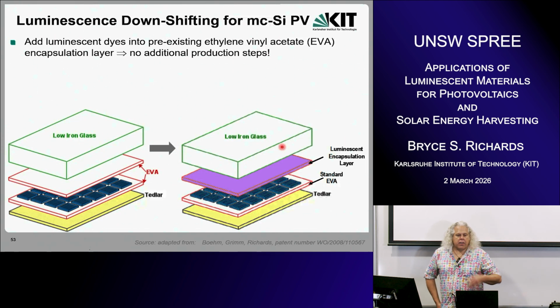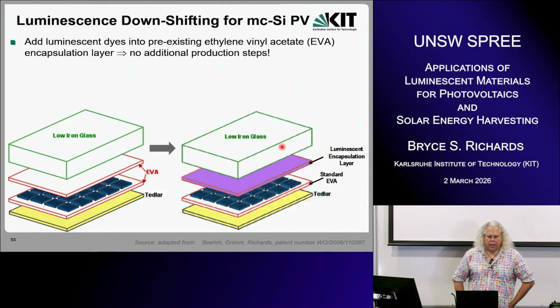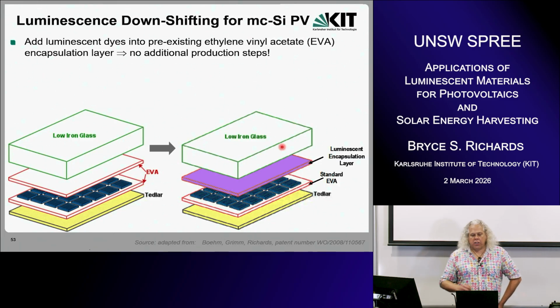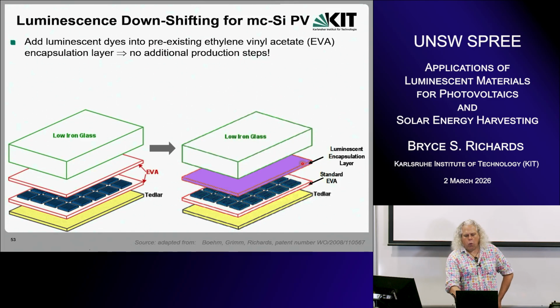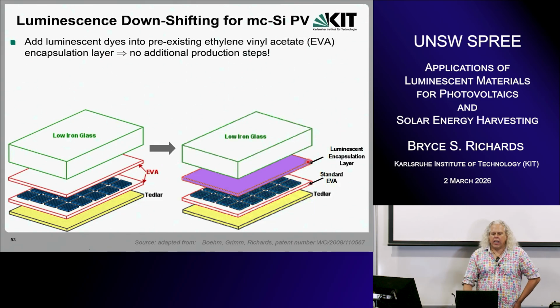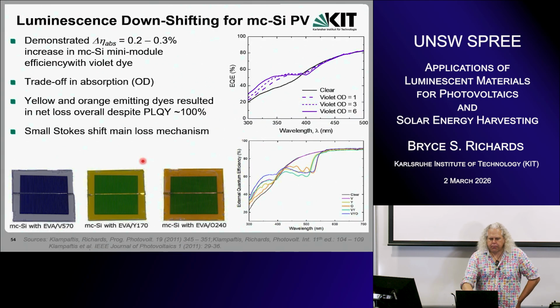A patent came out of this work where we discovered that you could actually put these dyes quite nicely into the pre-existing EVA encapsulant that's used in the silicon encapsulation layers. So there were no additional production steps. This would be a standard laminate going in, and in our case, you would have one layer of luminescent EVA instead of the standard clear EVA.